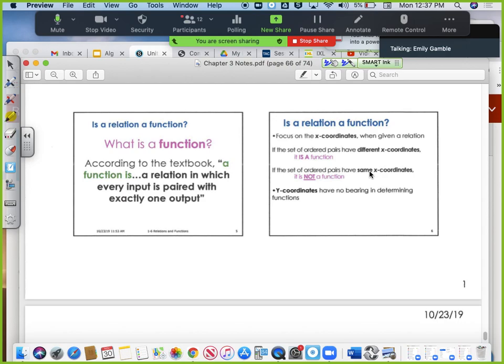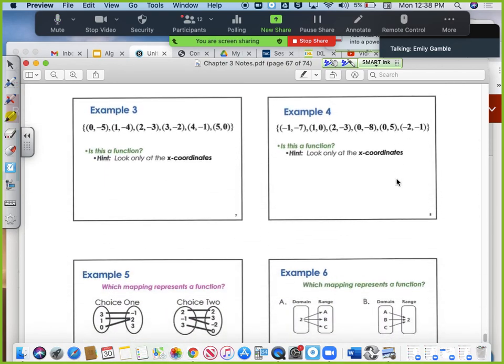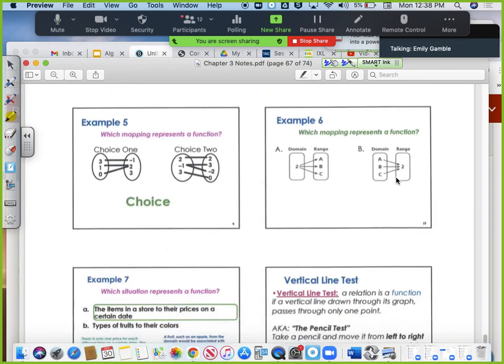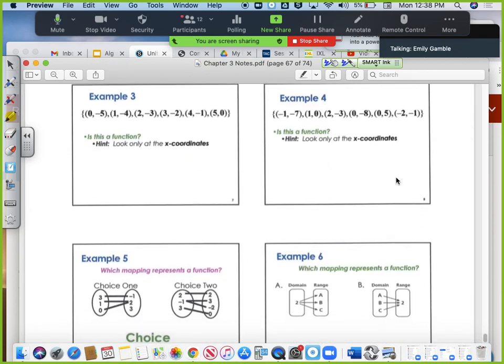So we already went over if it's a function or not. So again, according to the textbook, a function is a relation in which every input is paired with one output. And if you have different x coordinates that never repeat, that is a function. If you have any x coordinates that do repeat, it is not a function. So looking at these last examples, and then we'll call it a day, we're looking to see whether this is a function or not by looking at these ordered pairs.